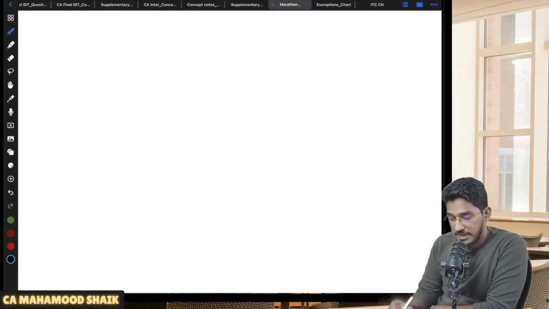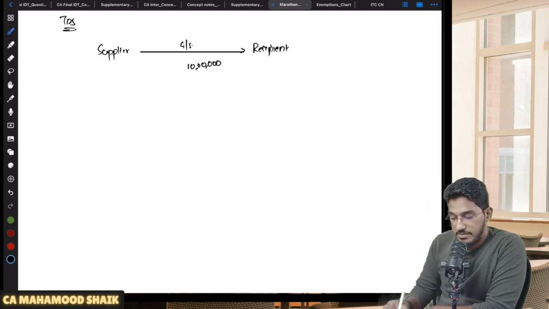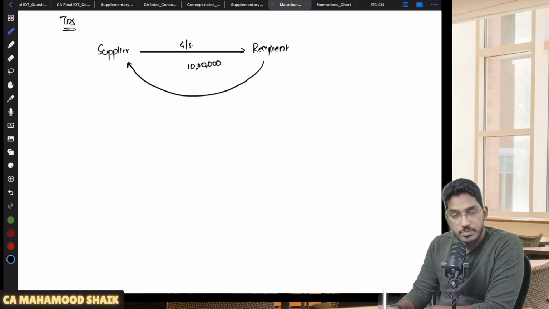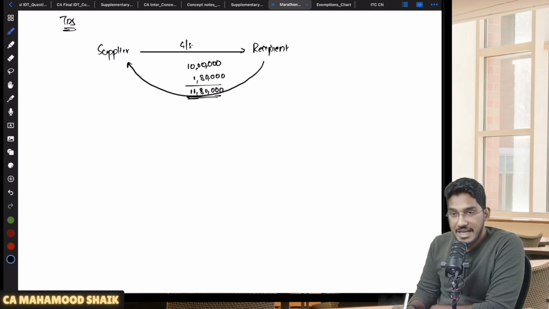So how will this TDS mechanism work in GST? Let us say there is one supplier who made some supply of goods or services to a recipient. Let us say some 10 lakhs worth of supply has been made. The recipient is required to pay the amount of that consideration along with GST. Let us say 10 lakhs and 1,80,000 rupees of GST, a total of 11,80,000 worth of invoice has been given. A supply has taken place, and now the recipient has to make the payment of 11,80,000.